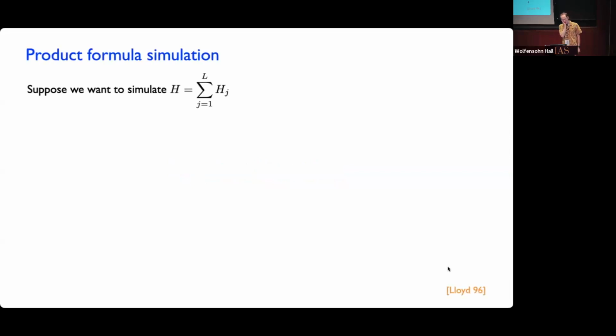Okay. All right, so this idea of simulation with product formulas, sometimes also called Trotterization, goes back to a paper from the mid-90s by Seth Lloyd, where he gave an explicit quantum algorithm for simulating Hamiltonian dynamics using this idea. So the idea is as follows. Imagine that we have a decomposition of the Hamiltonian into a sum of terms. We might be given this because maybe the Hamiltonian is k-local and we have a description of what these individual terms are.